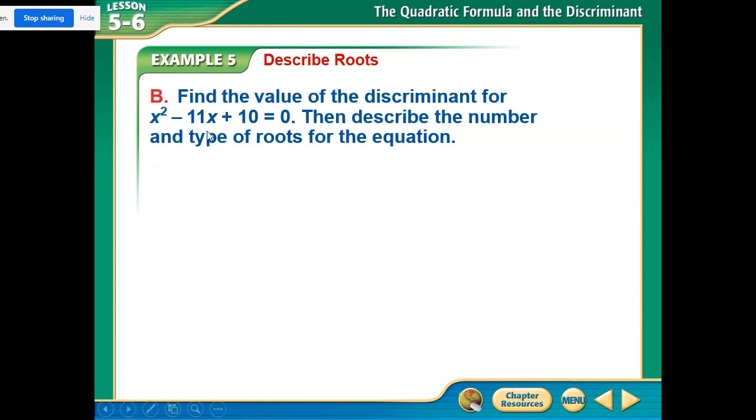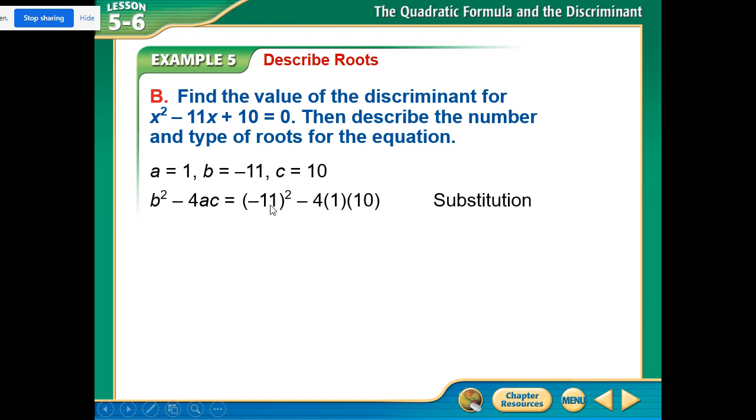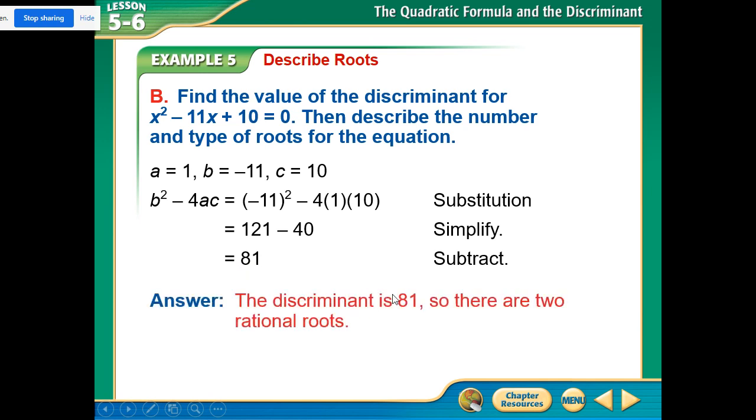So how about this one? b squared is 121. 4 times a times c, 4 times 1 times 10 is 40. So 121 minus 40, that gives me 81. That's a perfect square. That works out real well. And so we're going to have two rational roots.